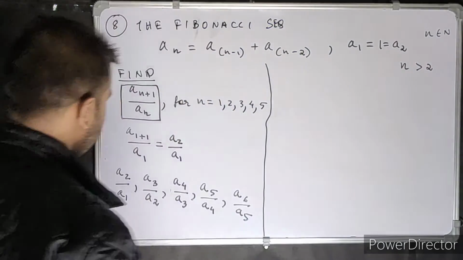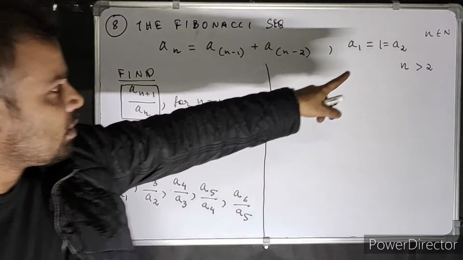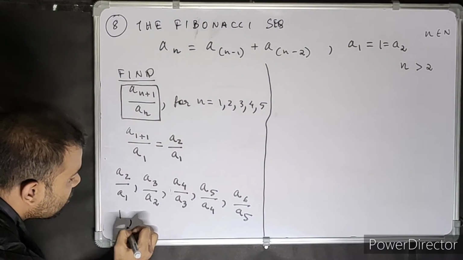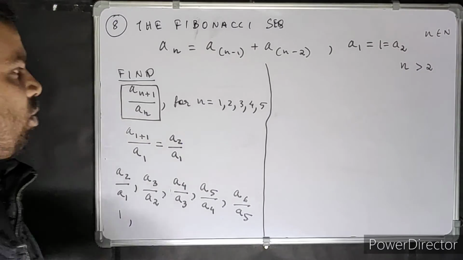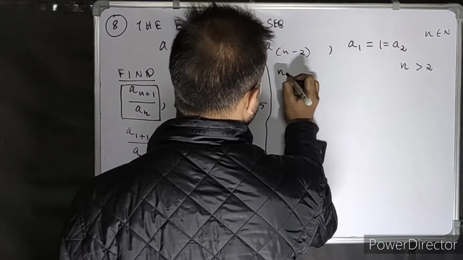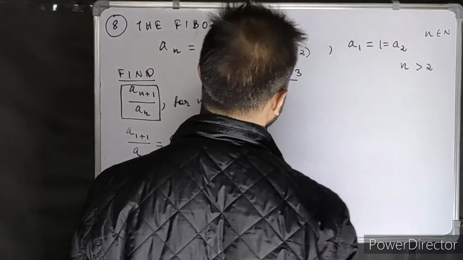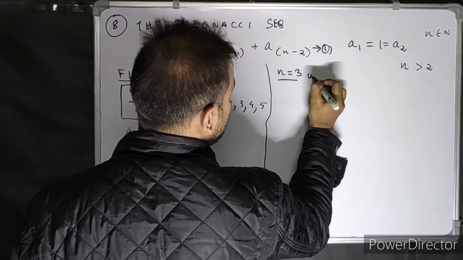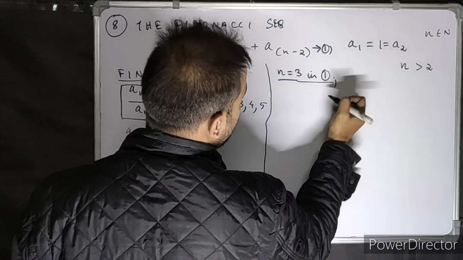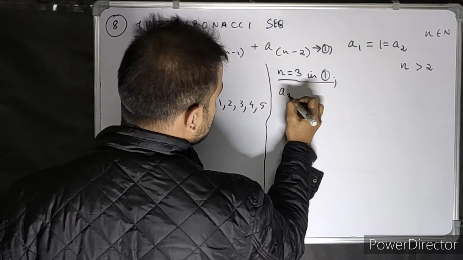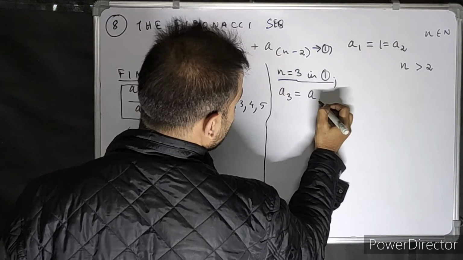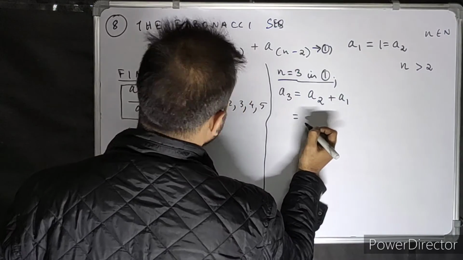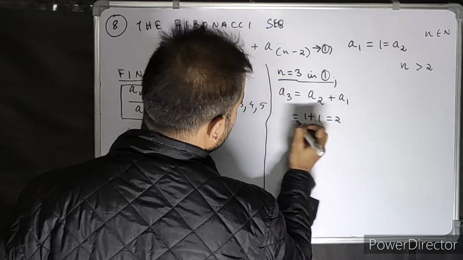So the first thing is already given to us. Look at that. That's A2, that's A1. So 1 by 1 is already there. So that's just a 1. What is my A3? I don't have it. Let's find A3. So n is equal to 3. See, n greater than 2. Okay, n is equal to 3 in 1. Make this equation number 1. Right, in 1. So what is my A3? A3 is A2 plus A1. A2 is 1, plus 1, that is 2.